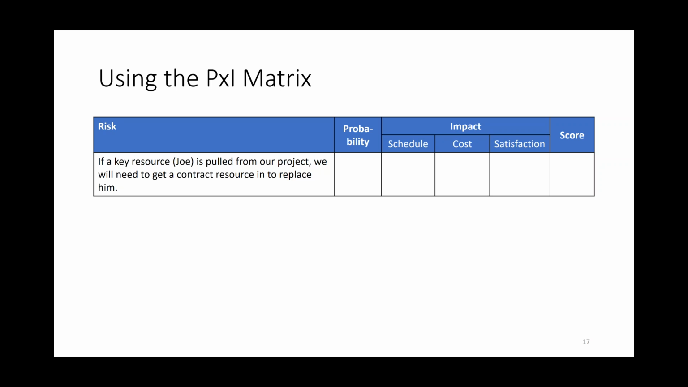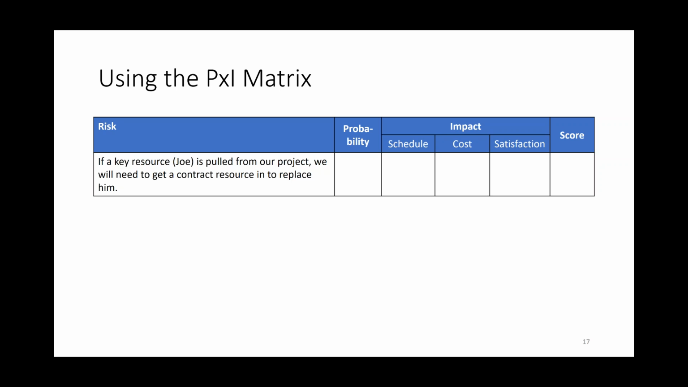So here we have this set up where, if a key resource, and in particular I'm thinking about Joe here, is pulled from our project, we'll need to get a contract resource in to replace them. So we may have some background information like Joe is the only one in our organization with that skill set, and by the way, we heard he's applying for another job and he might go. So here we look at the probability and we say, well, I think it's a pretty high probability that something could happen with him. We think high is 60 to 80%. So we might say, well, we think it's greater than 50%, but it's not quite at 80%. So that's a high probability that it's going to occur.